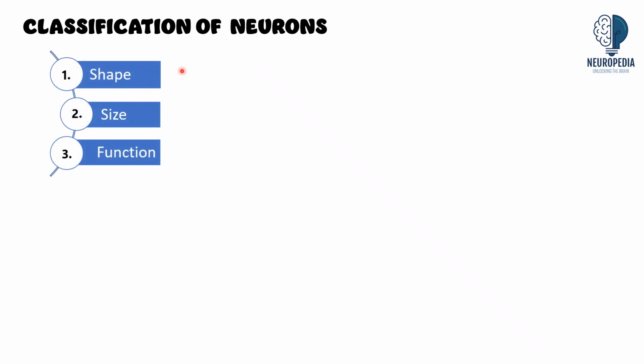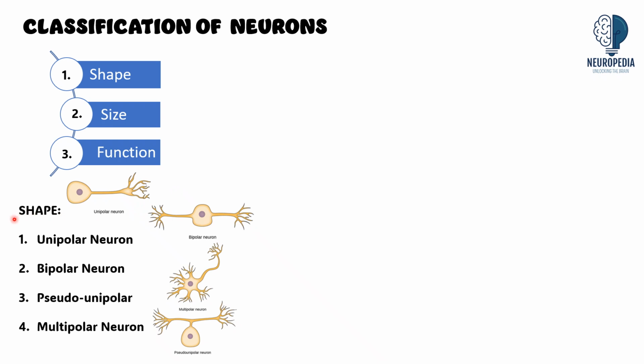Classification of neurons. Neurons are classified on the basis of their shape, size, and function. Let's study these one by one. On the basis of shape, neurons can be classified as unipolar neuron, bipolar neuron, pseudo-unipolar neuron, and multipolar neuron. Now, what is a unipolar neuron?